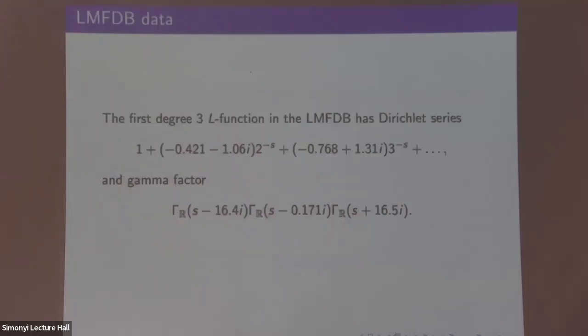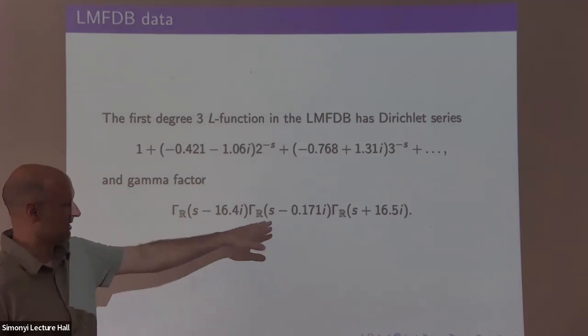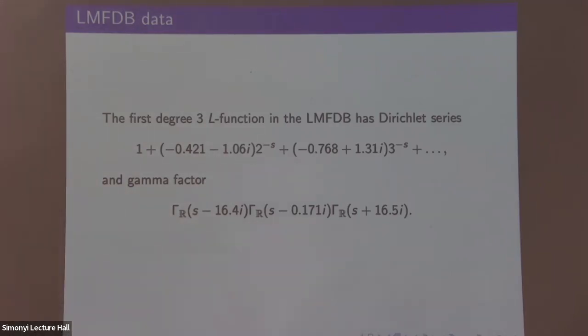And just for fun, I plotted one of these. The LMFDB, the L-functions and modular forms database, has GL3 L functions in there, and I just found the first one in their list. These are some of the Dirichlet series coefficients. This is the gamma factor. This is not a symmetric square lift, but for a symmetric square lift, this middle one would be 0. And it's strangely close to 1. I think that's the way they ordered it somehow.